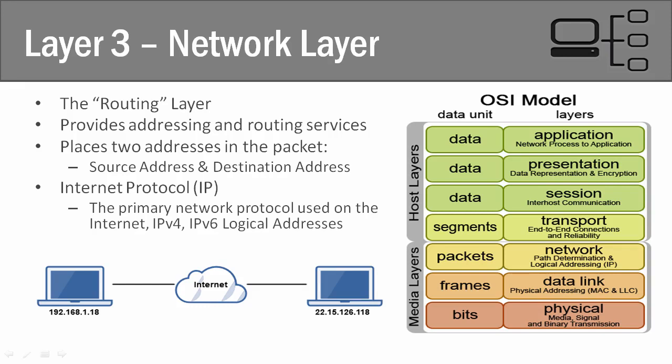So now we're down to layer 3, the network layer, and this is the very top layer of our media layer. Meaning this is the very top of the layers that's dealing with the network portion of the OSI model. So we're no longer dealing with what's happening on the computer. Now we're dealing with what's actually happening on our network. And so what is this layer all about?